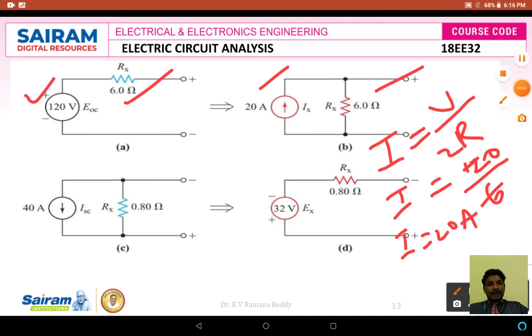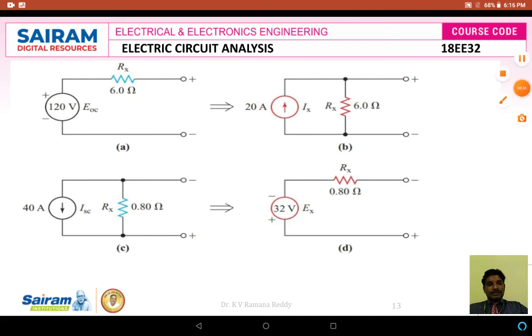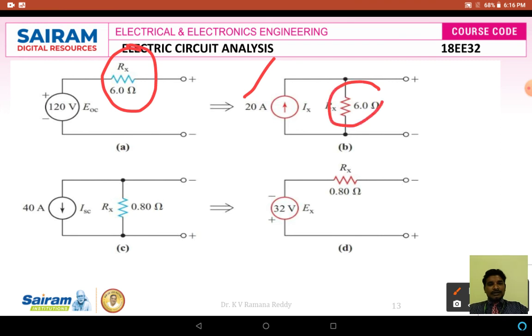Therefore the value of the current source Is here is 20 amperes, and the internal resistance of the voltage source, which was connected in series, is now connected in parallel across it. This is the way we can convert the given voltage source into current source, like from figure A to figure B.